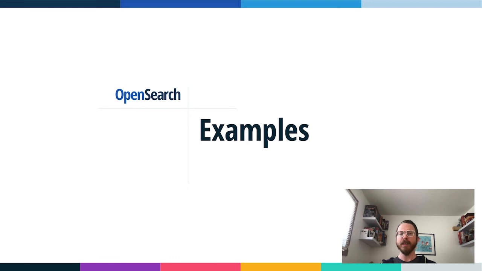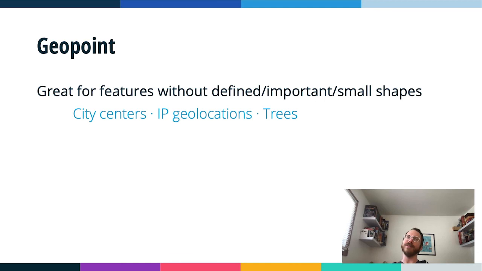A geopoint is great for features without a really defined or important shape, or maybe something that's really small. A good example of this is a city center. You can look up the coordinates of city centers around the world.